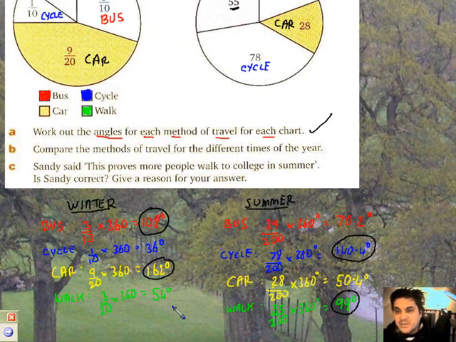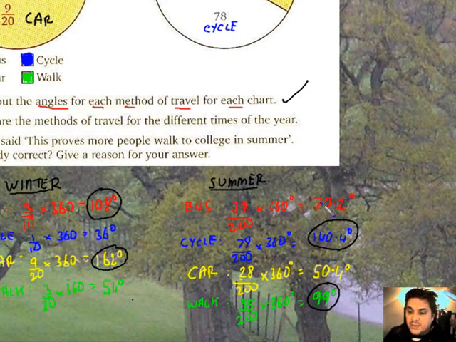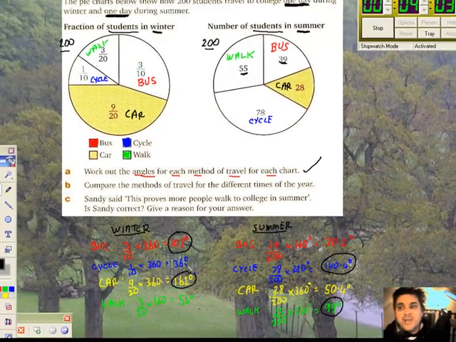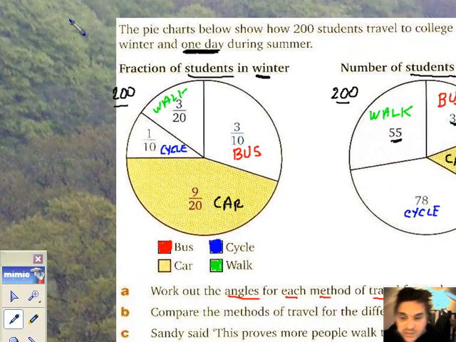Alright, there's 4 statements, and you could have said the converse as well. Less people take the bus during the summer, less people cycle during the winter, etc. Alright, just say it one way, and if it means the same, don't go and say it around the other way as well. There's no point. It's just one mark for one statement. Alright, compare the methods. I've done it.